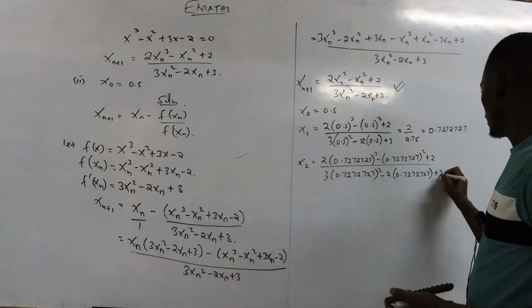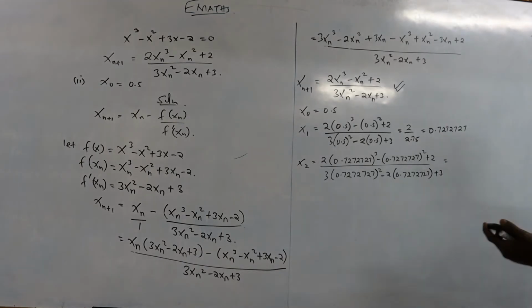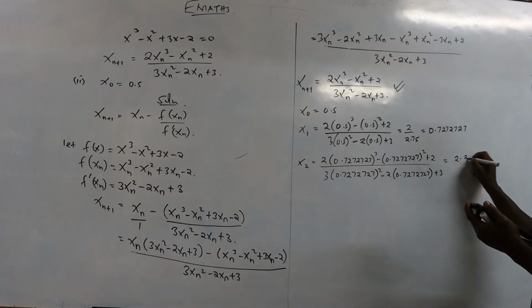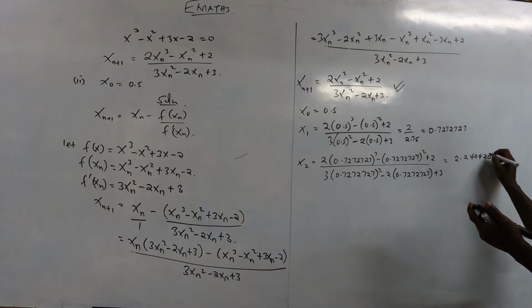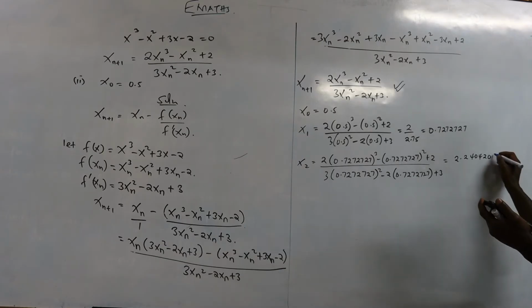0.7272727, then plus 3. So we can now find our values, and you have 2 into bracket 0.7272727 bracket, then I cube that, then minus into bracket 0.7272727 into bracket squared, then plus 2. It will give us 2.240420. Then you can have 7.